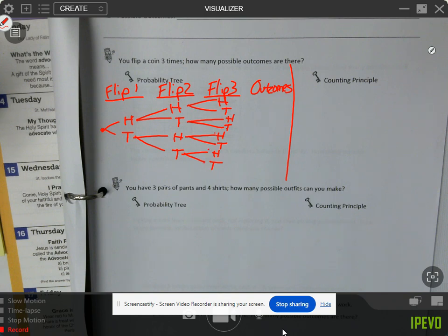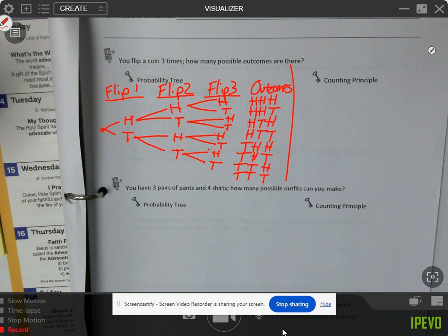So then I have my possible outcomes, and I'm going to look at them going through. I could have heads, heads, heads. I could have heads, heads, tails. I could have heads, tails, heads. I could have heads, tails, tails. Now I have all my tails outcomes. Tails, heads, heads. Tails, heads, tails. Tails, tails, heads. Tails, tails, tails.